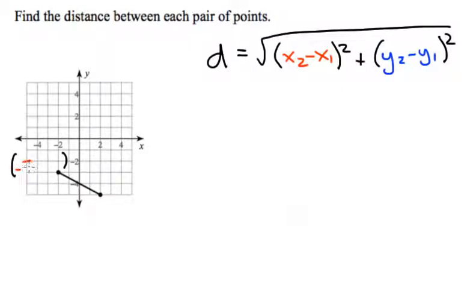That's going to be -2, comma, -3. And then this one over here is going to be 2, comma, -5.